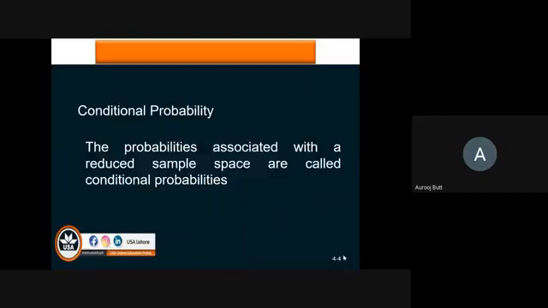So what was conditional probability? The probabilities associated with the reduced sample space are called conditional probability. When does a reduced sample space come about? When some sort of additional information is added. If you have that additional information and, because of it, your sample space reduces and you need to compute the probability related to that reduced sample space, it is defined as conditional probability.